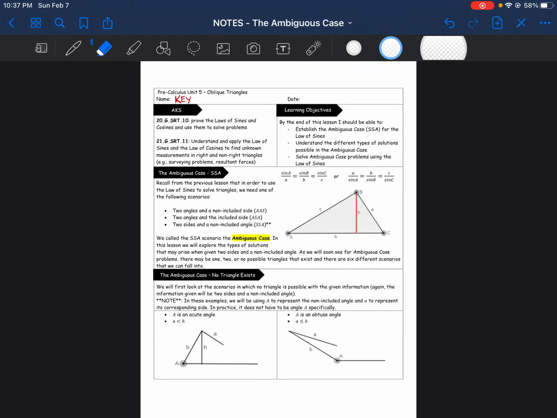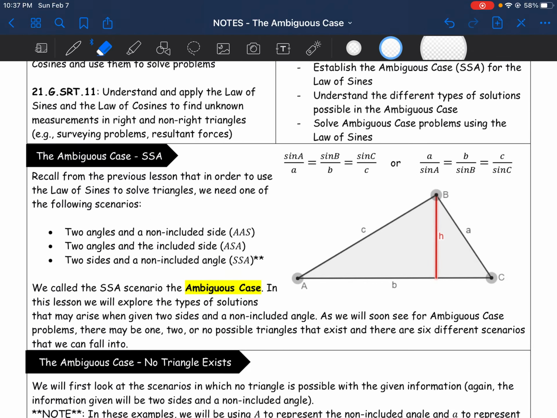In today's video, we're going to be looking at the law of sines, the ambiguous case. Let's go ahead and get started. So in the previous lesson, we established the law of sines, which can be used to solve oblique triangles. And remember that we had to fall in a few specific scenarios in order to be able to use the law of sines.